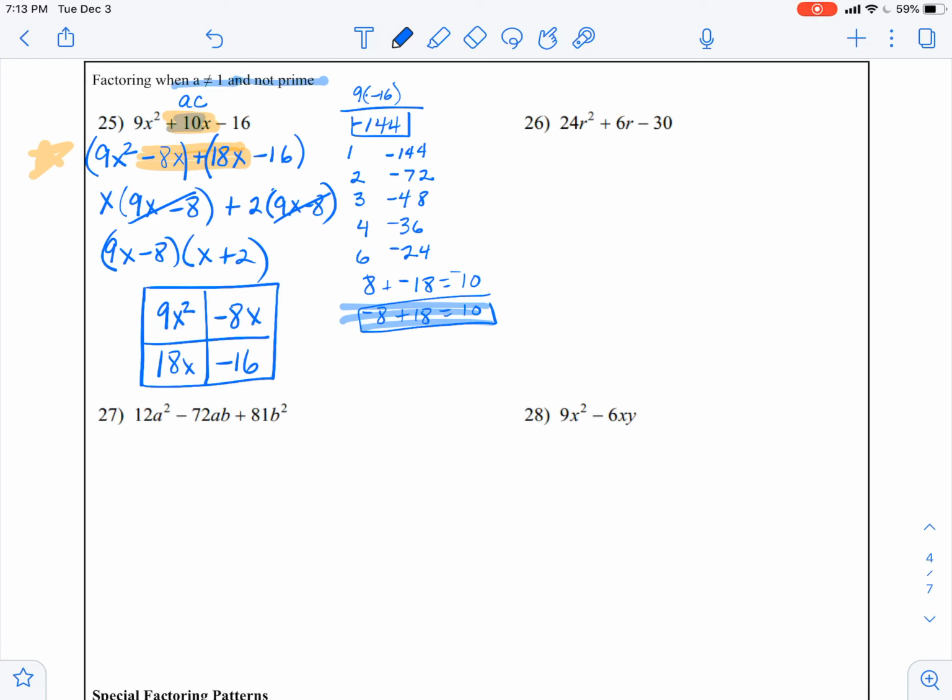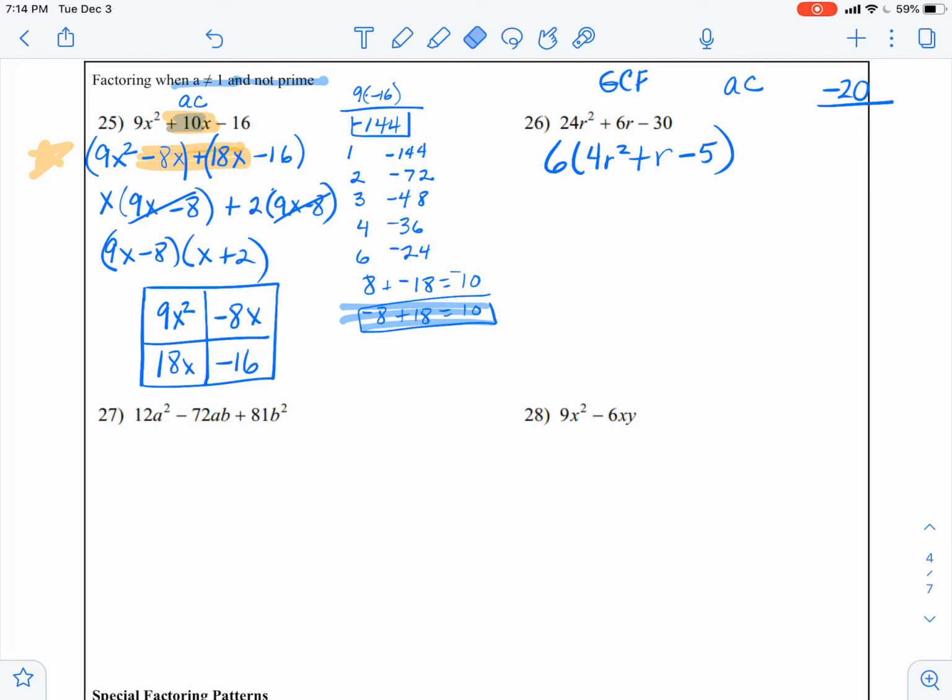Okay, number 26. Again, don't forget to always check for the greatest common factor before you start. 24, 6, and a negative 30. And 6 will go into all of those. So that's going to give me a 4, a 1, and a 5. Okay. We're still going to run this the AC method. So that would give me a negative 20.